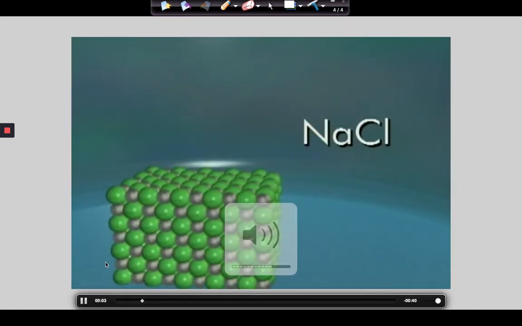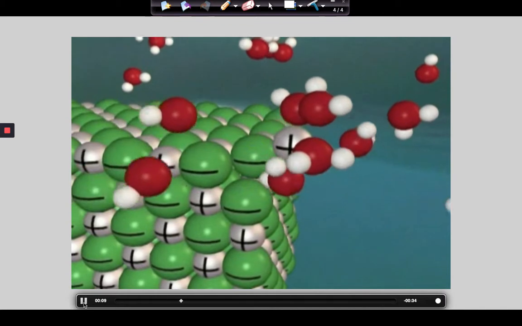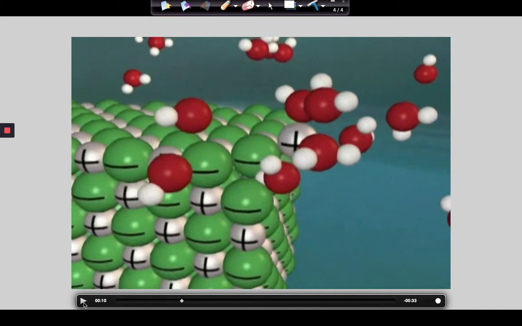When an ionic substance such as sodium chloride is placed in water, water molecules interact with the ions on the surface. Okay. Guys, I want you to be entropy hunters, disorder hunters. Here's my question. As salt dissolves in water, is the entropy going up or down?